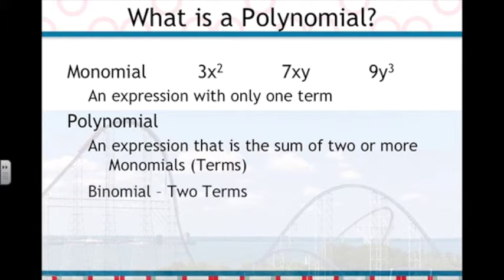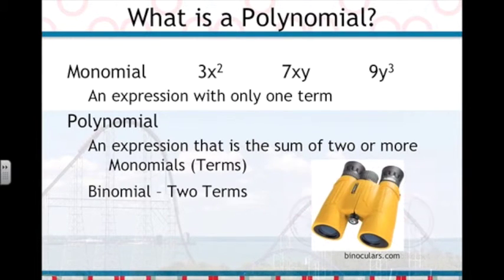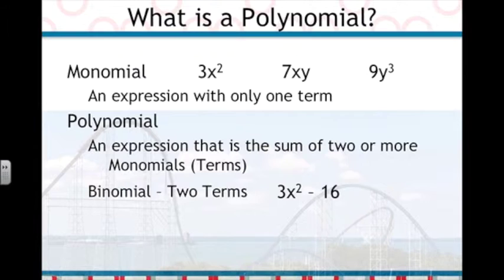First, a binomial is a polynomial with two terms. This is easy to remember if you notice the prefix bi, which means two. A bicycle runs on two wheels, and binoculars have two magnifiers to look through. Notice that 3x squared minus 16 and 9y cubed plus 7xy each have two terms, so we would call them both binomials.